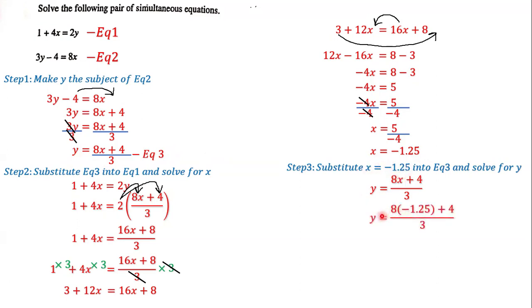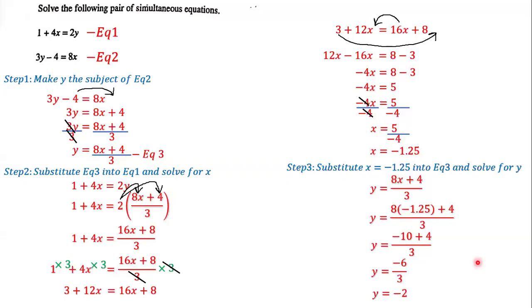And so we have that y is equal to 8 times negative 1.25 plus 4 all over 3. When we do 8 times negative 1.25, we get negative 10. And we still have the positive 4. And so we have negative 10 plus 4, which is definitely equal to negative 6. And we still have it divided by 3. And so we have that y is equal to negative 6 divided by 3, and negative 6 divided by 3 is definitely negative 2.